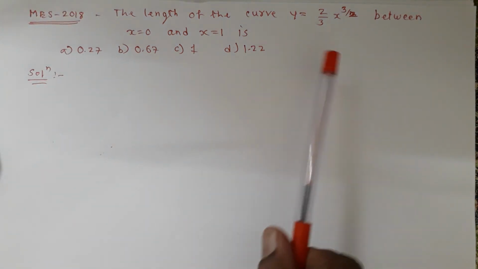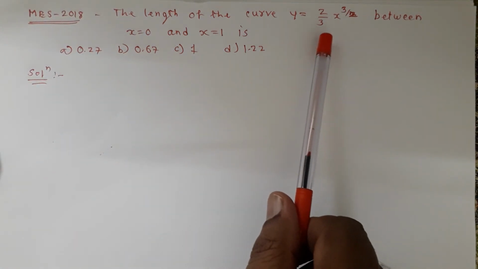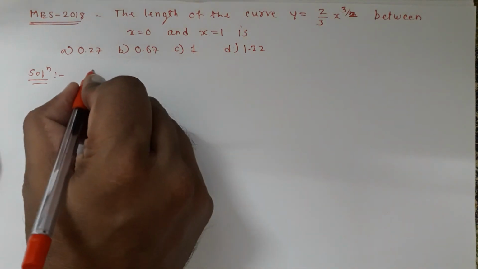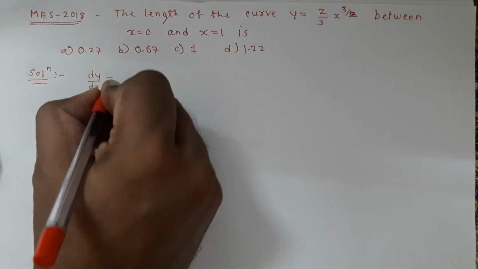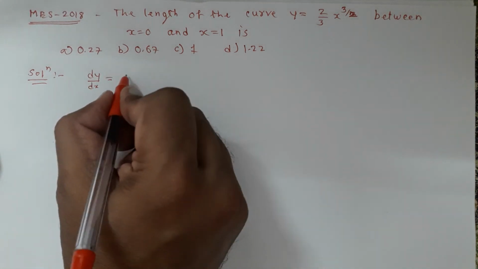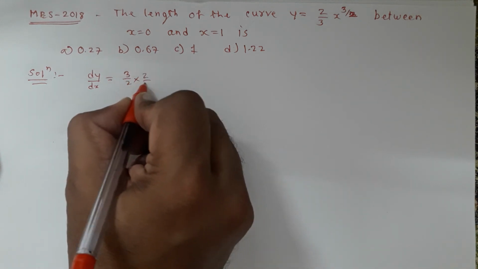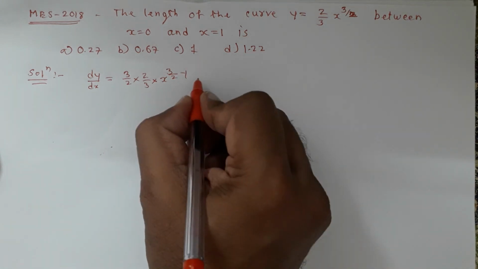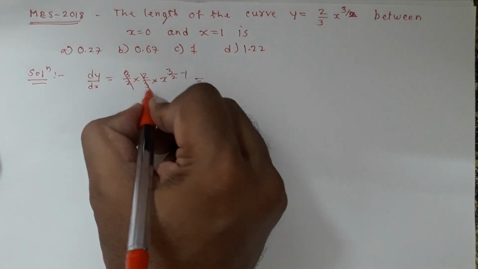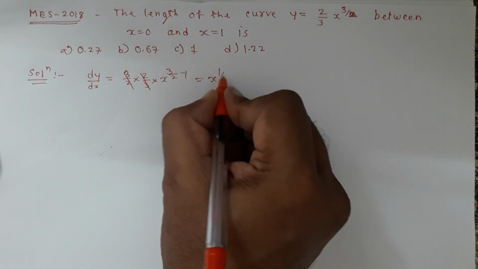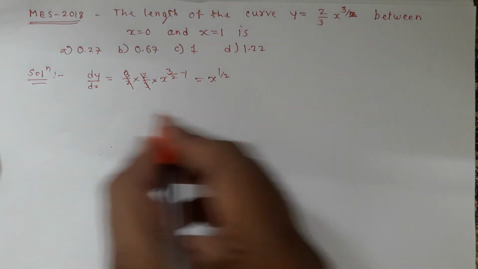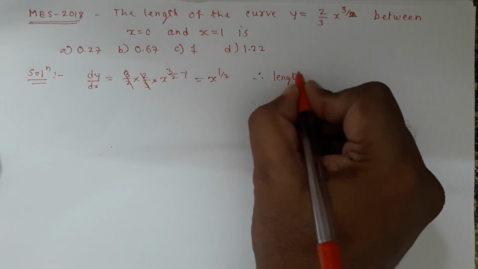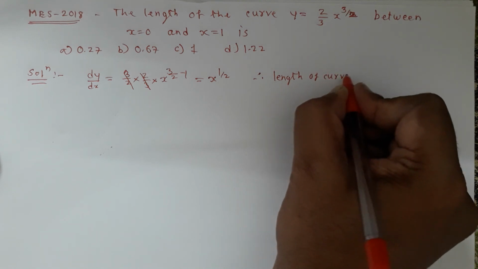Now y is equal to f of x. It is the equation of the curve, and therefore we will have to get dy by dx. Now dy by dx, if we differentiate this, it will be 3 by 2 into 2 by 3 into x raised to 3 by 2 minus 1. Is it correct? So 2 by 3 and 3 by 2 will get cancelled out, and x raised to 1 by 2 will be the derivative.